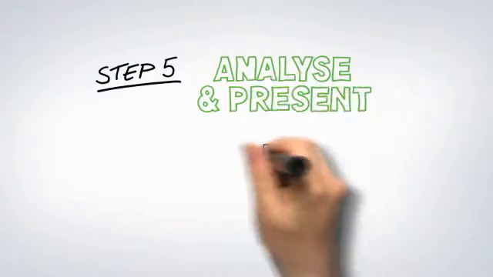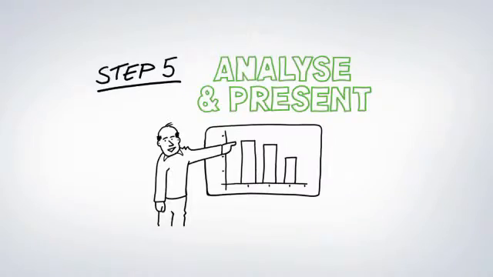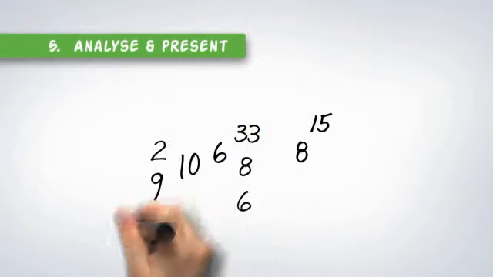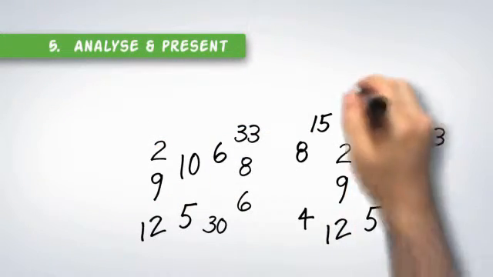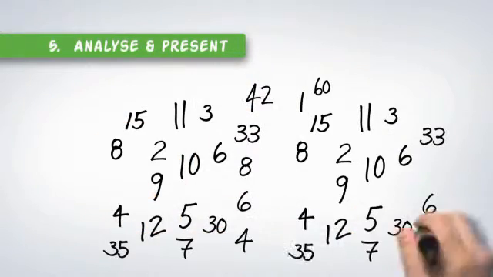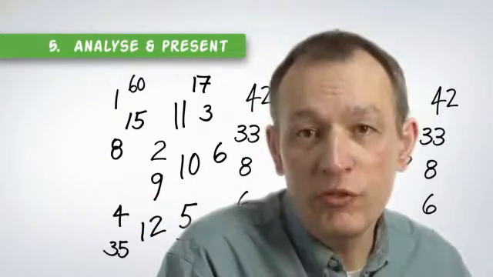Step 5, analyse and present. The way that you present your data has a crucial impact on the way you react to it. So choose your methods carefully. For data about numbers, that is quantitative data, you'll do that by turning your data into charts. And there are two types of charts that are useful to you here.